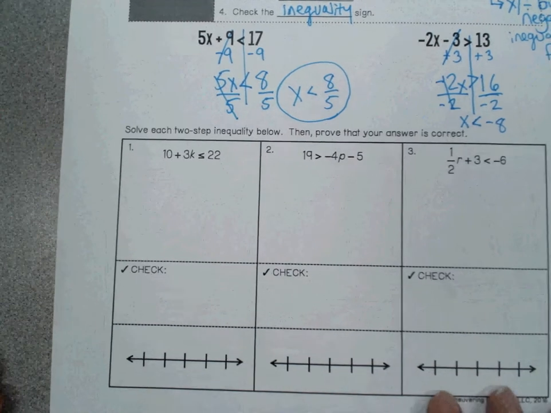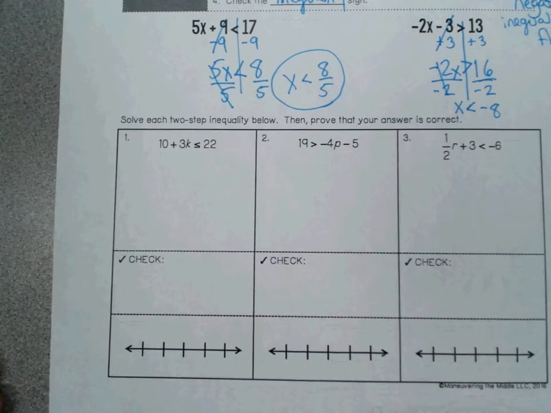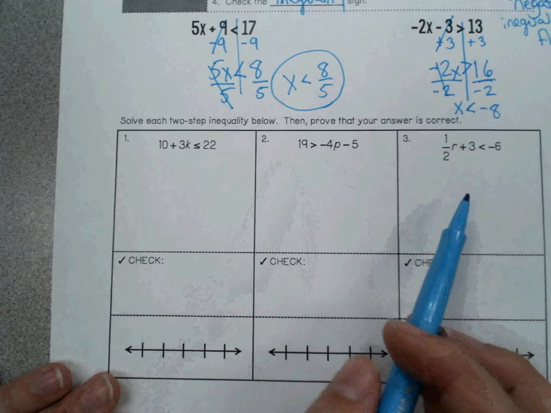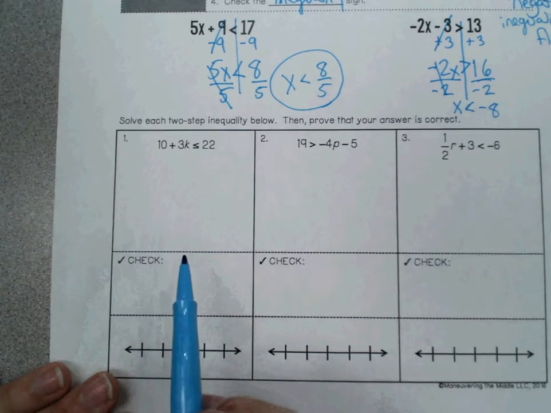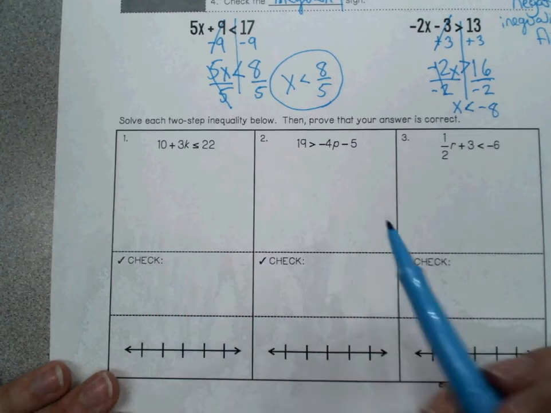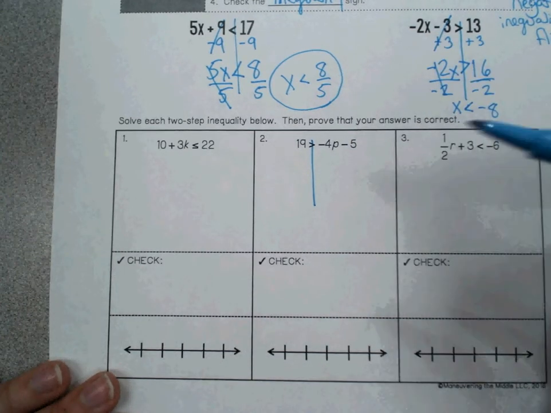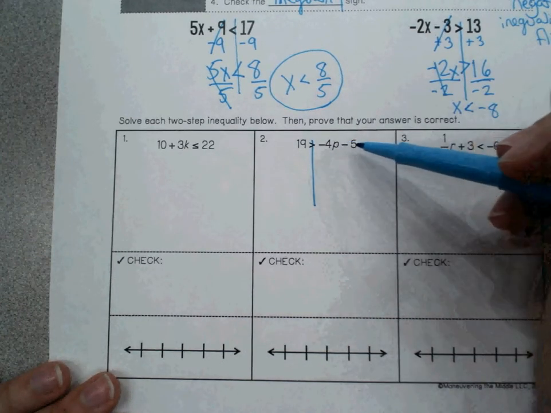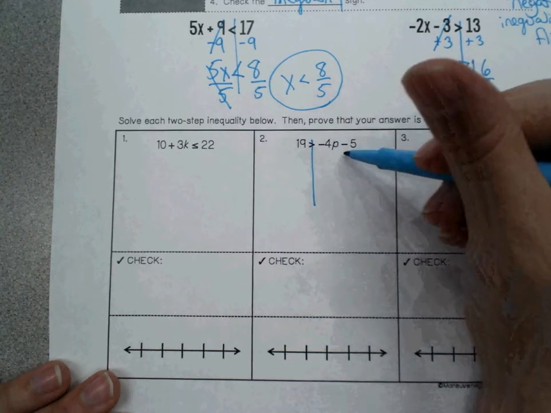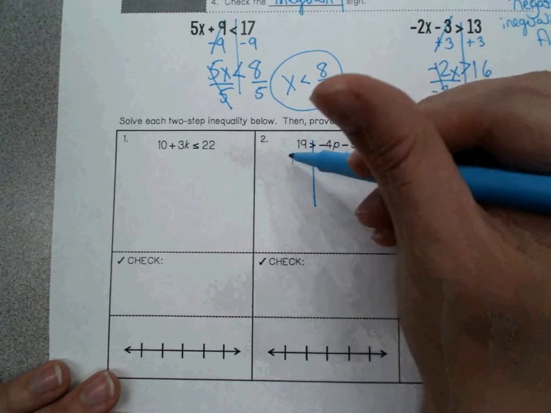All right, so let's look at 3 examples where we have to actually go through it, check the inequality sign, and then graph it. I'm going to have us do 2 and 3, and then you'll come back and do 1 on your own in a little bit. So if we look at 2, split it down the inequality sign. We have negative 4 times p and then minus 5. So we want to get rid of the minus 5 first by doing plus 5 on both sides.